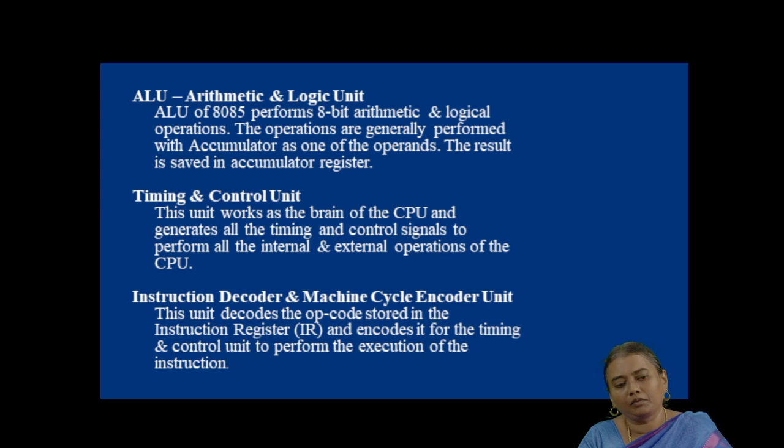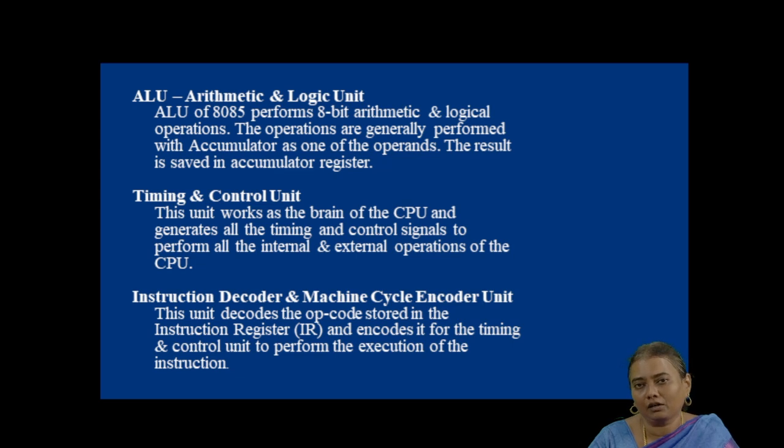And in the timing and control unit, we have 4 signals: read bar signal, write bar signal, ALE signal, and the IO bar M bar signal. Read bar and write bar are active low signals. That means only when we give 0 to that particular signal will it be active. The read bar signal is used to read the data from the input device to the memory. And the write bar signal is used to write the data.